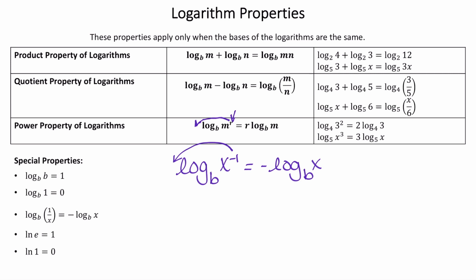ln of e equals 1, because that's just another variation of this property when you have the base and the number being the same. The ln of 1 is 0, and that is just another variation of this property when you take the log base b of 1.